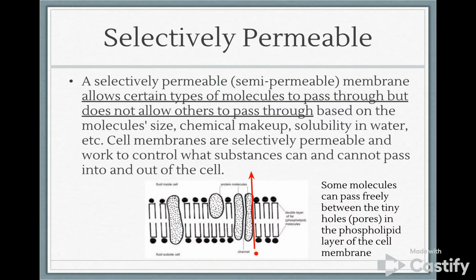So what does that actually mean, and how does it actually work? Well, some things can pass freely in and out of the cell right through these teeny tiny holes of the cell membrane because they are usually small, they usually don't have a charge, and they're able to be dissolved in water. There's a whole bunch of different things that determine whether or not the cell will let those things pass in and out. But if they do, then we can just use simple diffusion to make that happen.